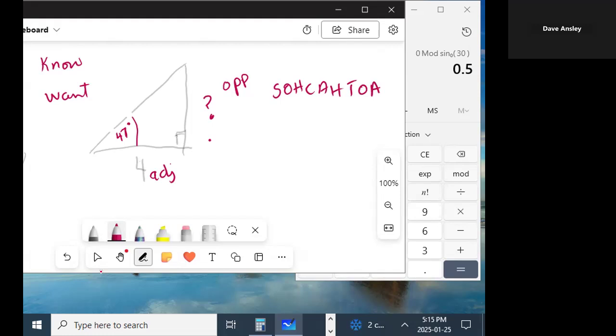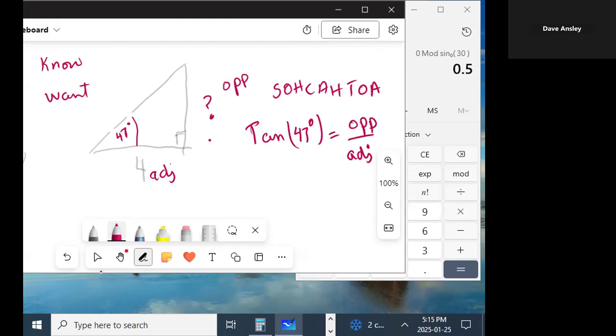So we know the adjacent. We want the opposite. Go to the part of the word that has those two things: tangent. Yes, tangent. So you go, the tangent of 47 degrees equals the opposite over the adjacent.